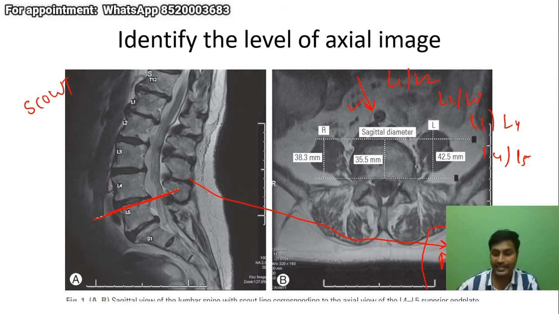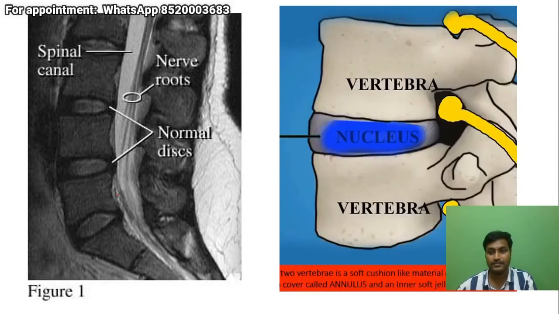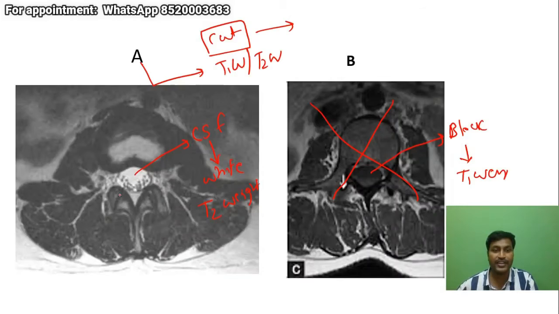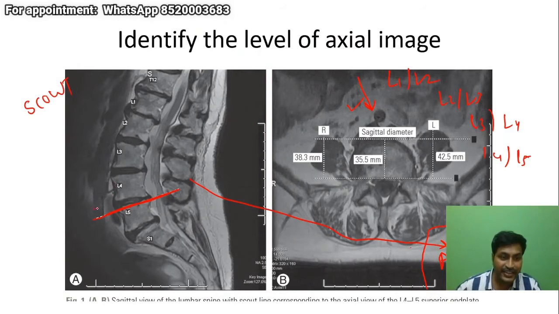Suppose it's not given as a PIP. What is given is a number of lines in the scout image, and each line is given a number, 1, 2, 3, 4, 5, and that number will be written over here. So you'll have to correspond this number to this one and then decide which cut it is.